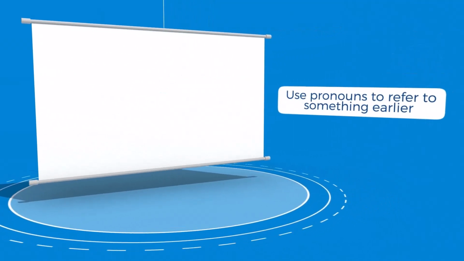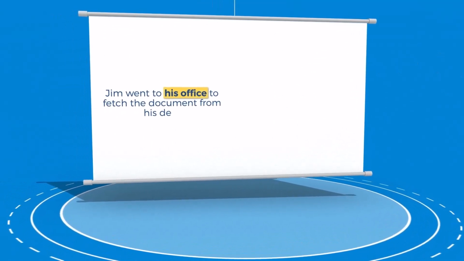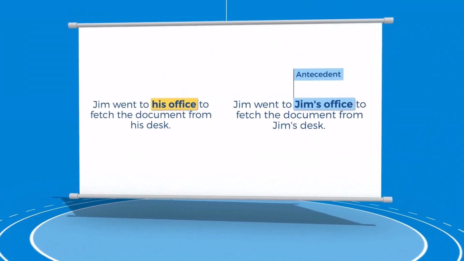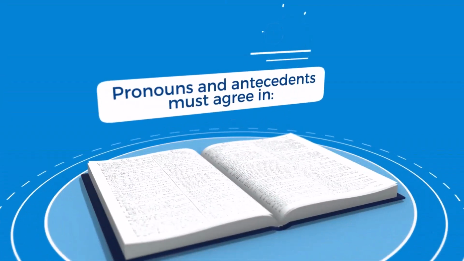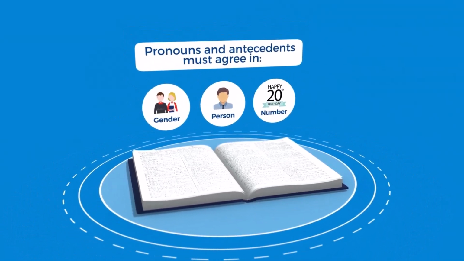Pronouns are often used to refer to something earlier in a sentence. So, his office refers to Jim's office, the antecedent, which means to go before. Pronouns and antecedents must agree in gender, person, and number.